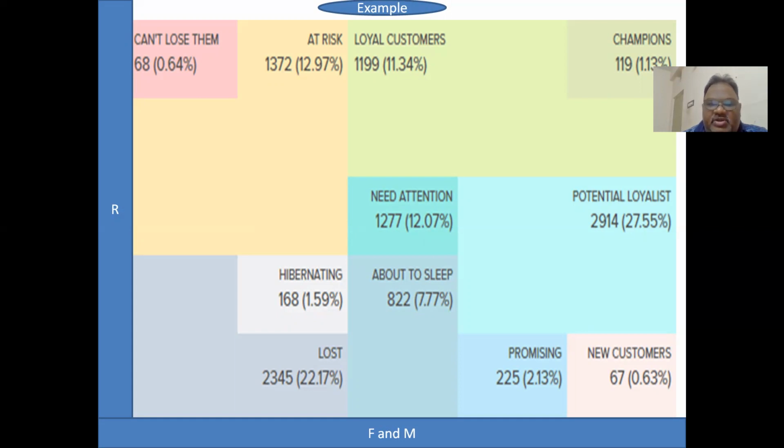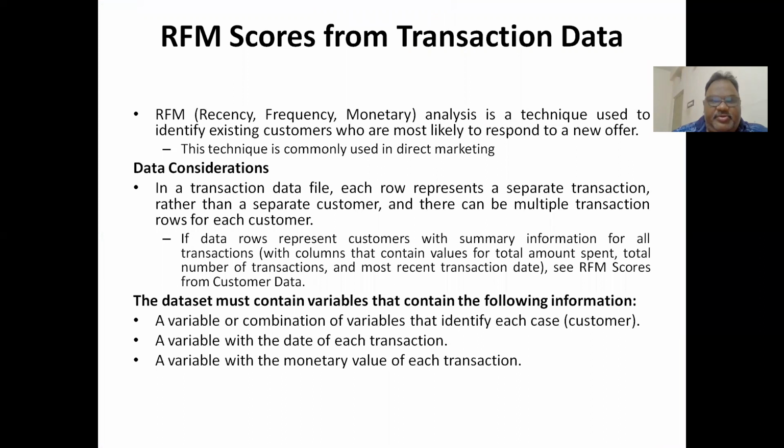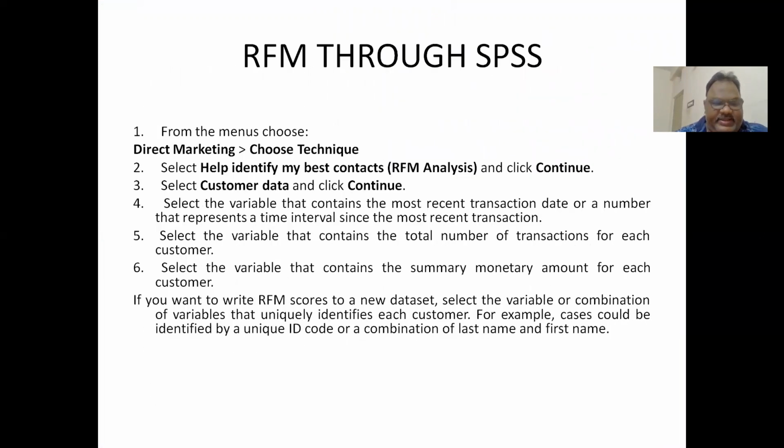And what about the most lost customers? They lost 2,345. Now the question arises: if you use the RFM score and after the RFM analysis, you target these 2,345 customers who are going to be lost, then you will benefit. So let's explain through the SPSS. Let me explain. I'll go to SPSS.